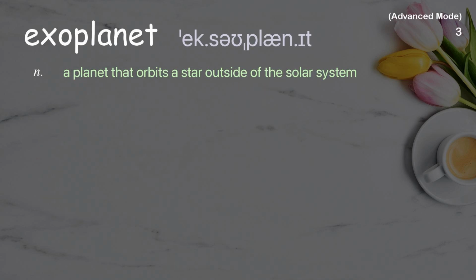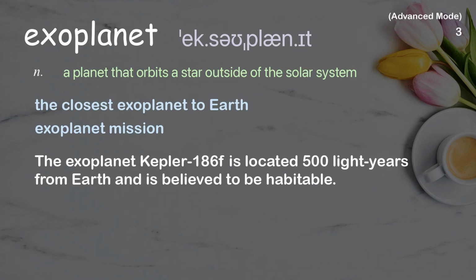Exoplanet. A planet that orbits a star outside of the solar system. Examples: The closest exoplanet to Earth. Exoplanet mission. The exoplanet Kepler-186f is located 500 light-years from Earth and is believed to be habitable.